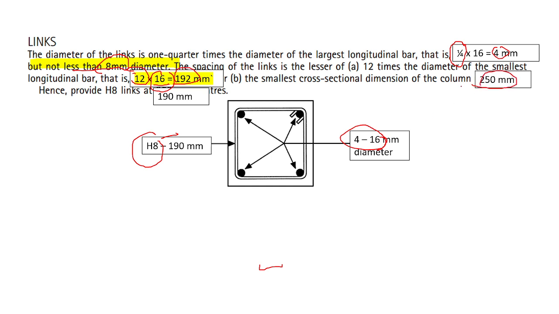And then the size of the column, 250 and 250. We use 250, it's the same because they are square. For example, if you have another one that is 200, we could use 200 here, but in this case it is 250. Between 250 and 192, of course, we decide to have the smallest one. According to the code, it should be the smaller value to give us a much safer value for the link. That's why you have 8 mm diameter with a spacing of 190 millimeters.